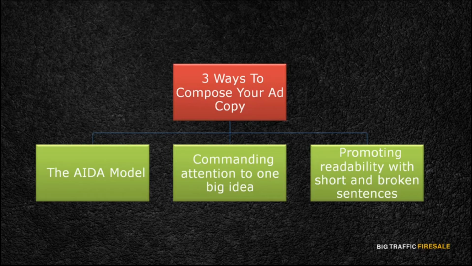The second step is by commanding attention to one big idea. This means that you need to focus on your headline. The headline will be the first thing your consumers look at, even before an image. A good headline focuses on your biggest product benefit. Thirdly is by promoting readability with short and broken sentences. Your sales copy needs to be easy to read. Your readers don't want to make an effort in reading your content. Remember to master these 5 variables and maximize your potential by reverse engineering.